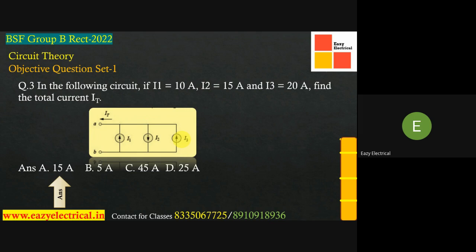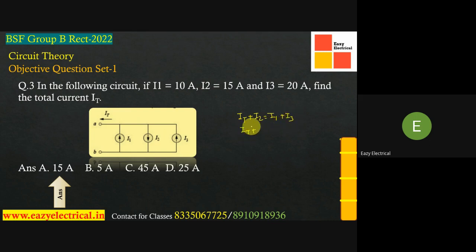It is not 45. See here, just see here, apply KCL here. If you apply KCL, now you can see the outgoing currents are IT and I2. These two are outgoing currents, but incoming currents are I1 and I3. Just put the values here.